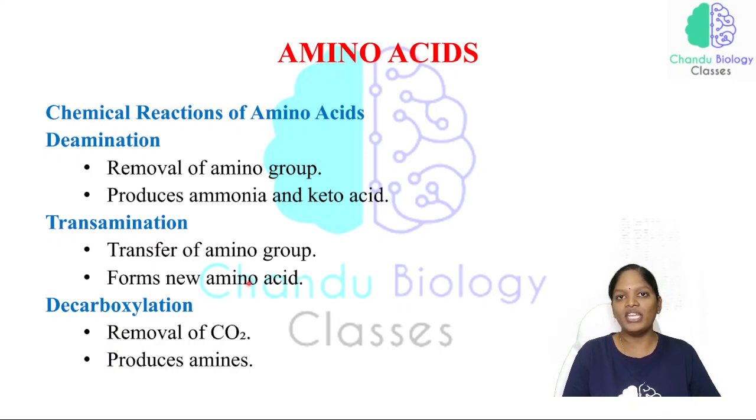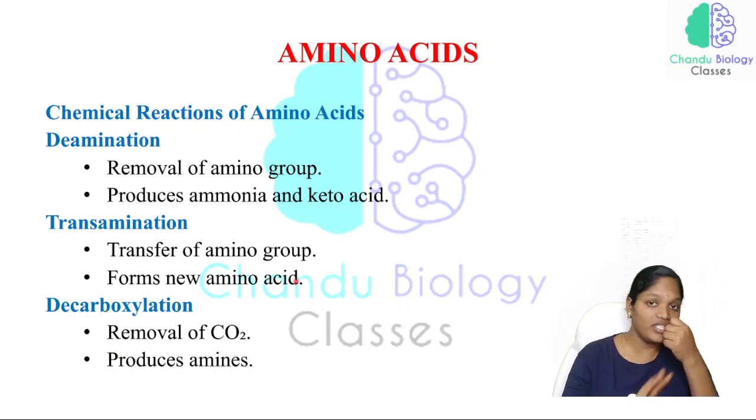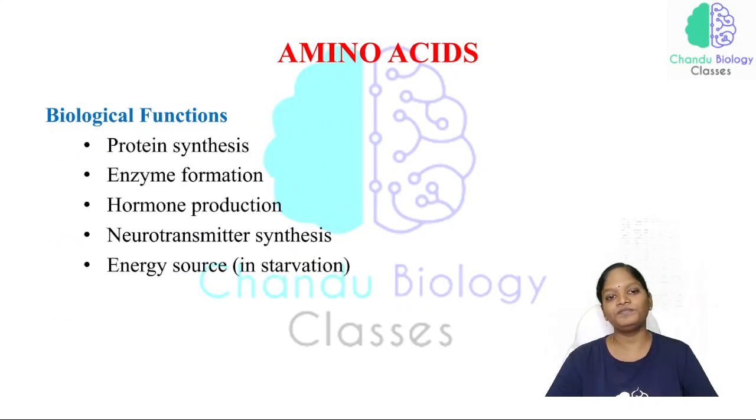In transamination, if a new amino acid is formed in any part of our body through the transfer of an amino group, it is called transamination. And decarboxylation is the removal of carbon dioxide. If anywhere in our body amines are produced, the chemical reaction taking place is decarboxylation. So this is also a very important thing.